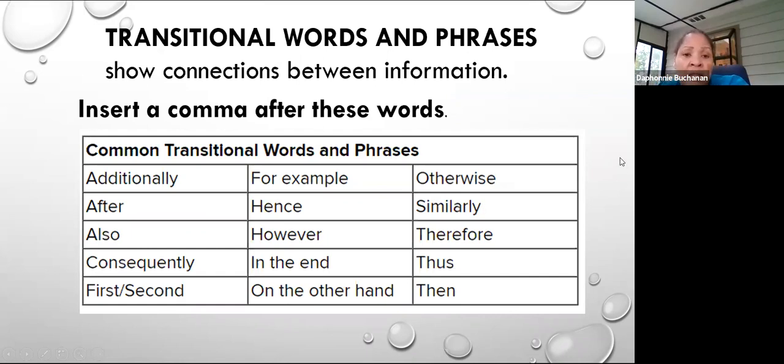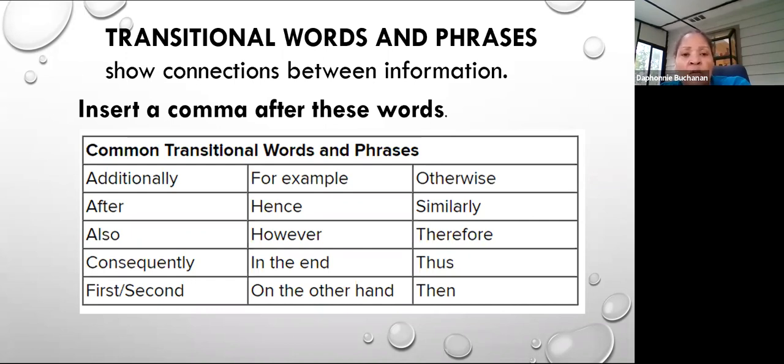transitional words and phrases, there are times when you need to show connections between information. And so the ones we use most commonly, guys, are these, and you guys even use these in your writing. I've seen several of these used, like however, and for example, in the end, and therefore. I've seen these in your writing. But these are the most common transitional words and phrases that are used. And when you use these words, you put commas after them.